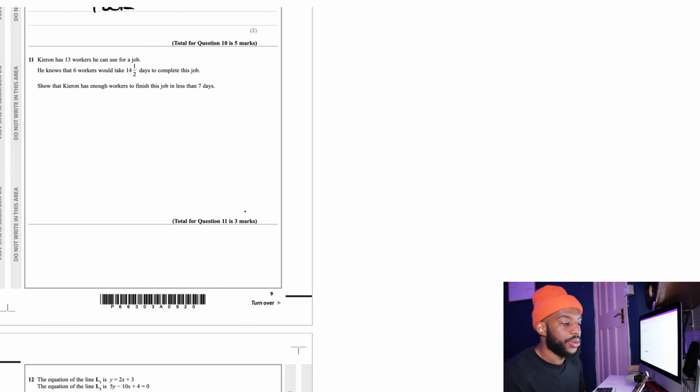Next, we're looking at a proportion question. So Kieran has 13 workers he can use for a job. He knows that 6 workers would take 14.5 days. Does he have enough workers to complete in less than 7 days?